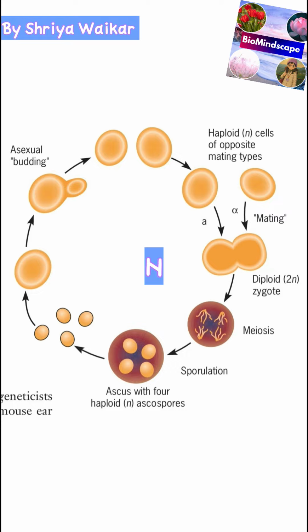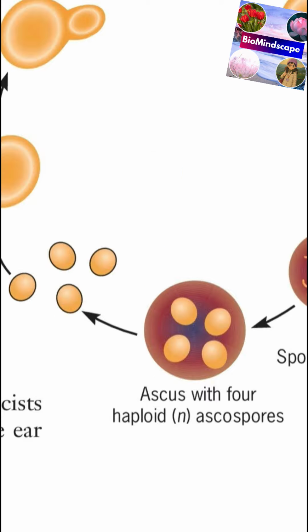After meiosis, yeast forms a specialized structure. The diploid cell becomes an ascus, and inside the ascus the four haploid nuclei form, and this process is called sporulation. Now the ascus has four haploid ascospores, and each nucleus gets enclosed by a wall, forming four haploid ascospores, and these are sexual spores.